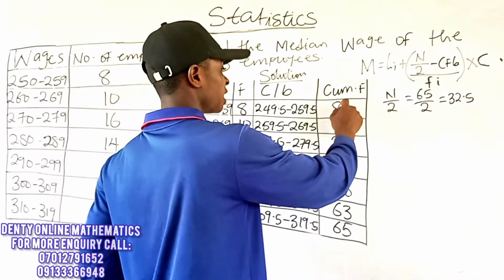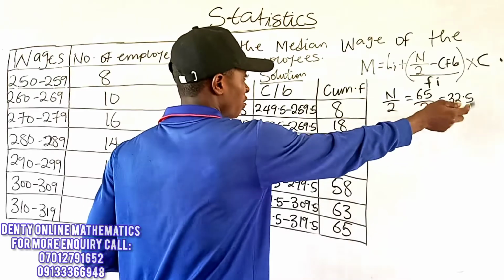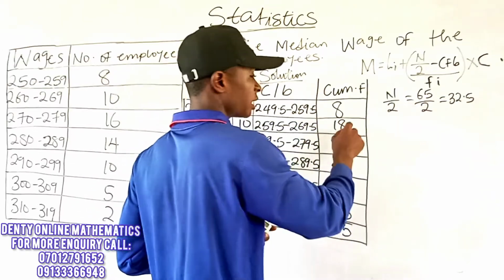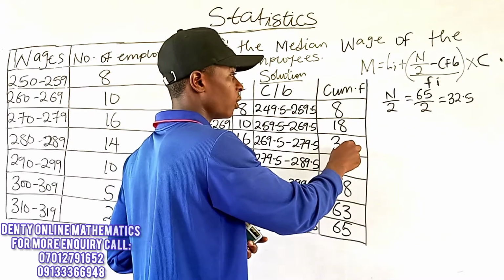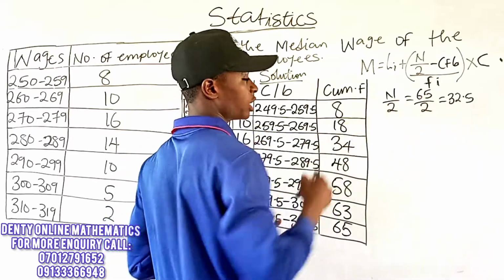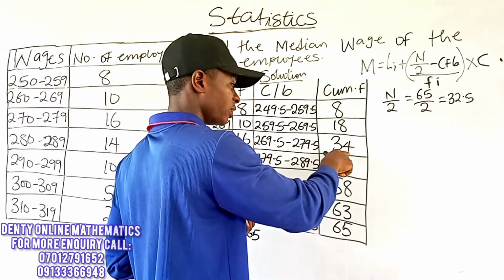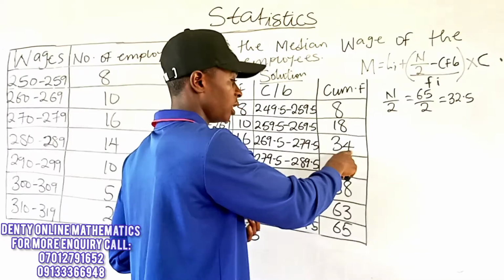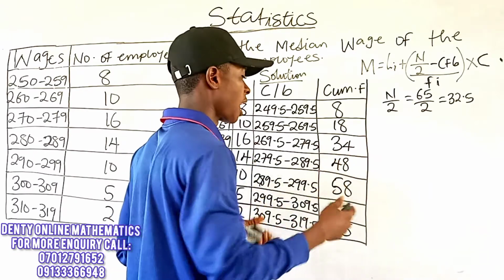Now 32.5 is greater than 18. Inside 8, you cannot see 32.5 because 32.5 is greater than 18. Likewise for 18, 32.5 is greater than 18. Let's look at 34. That's the class because inside 34, you will find 32.5. Inside of this 34, there's 32.5. So the first one that comes is 34, because you might be asking, how about 48?